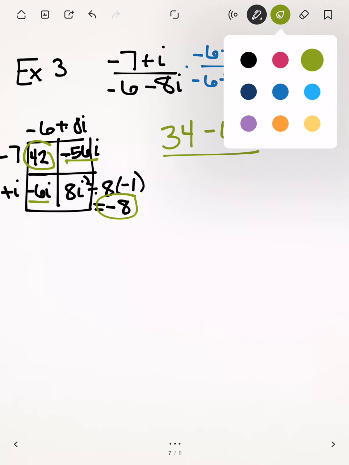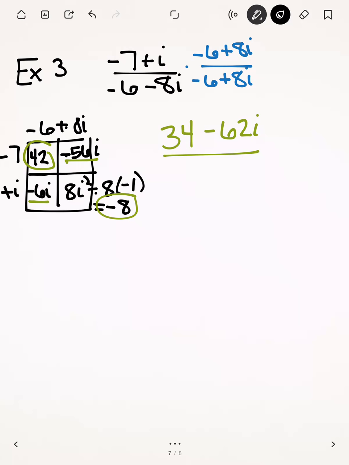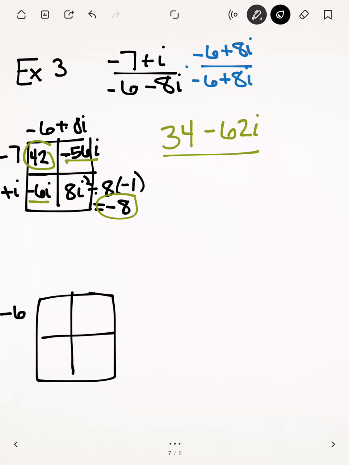And now I multiply the bottom. So on the bottom, I'm going to draw my box again. I have a negative 6 minus 8i, and I have a negative 6 plus 8i.